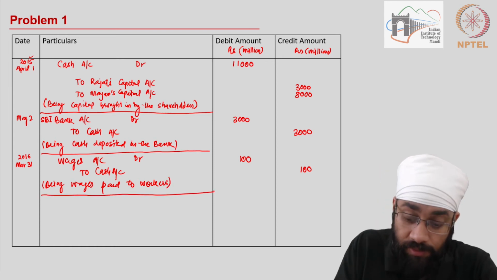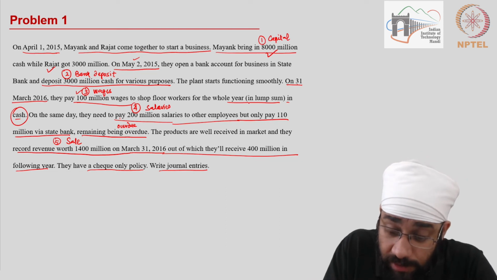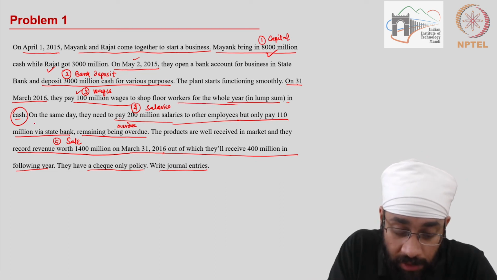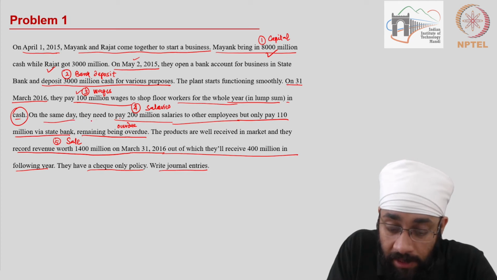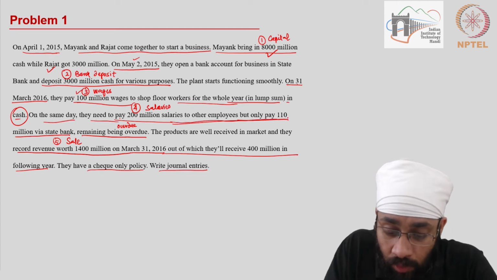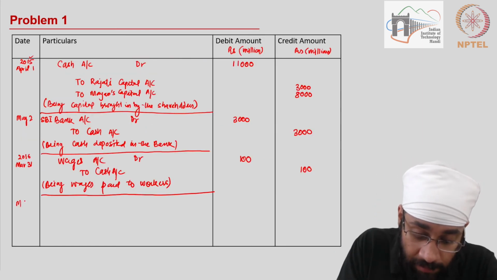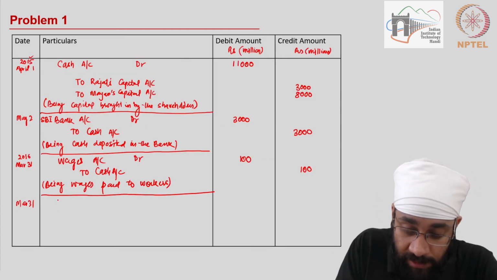And I'm going to close this. So transaction 3 is done. You pay for the whole year, and on the same day you need to pay 200 million salaries to other employees, but you pay only 110 million via State Bank, remaining being overdue. So salaries to be paid on the same day, March 31st.